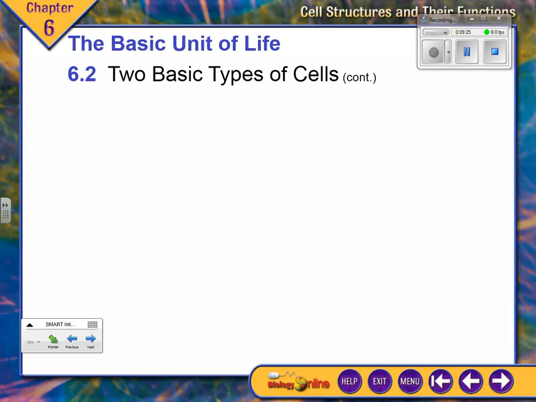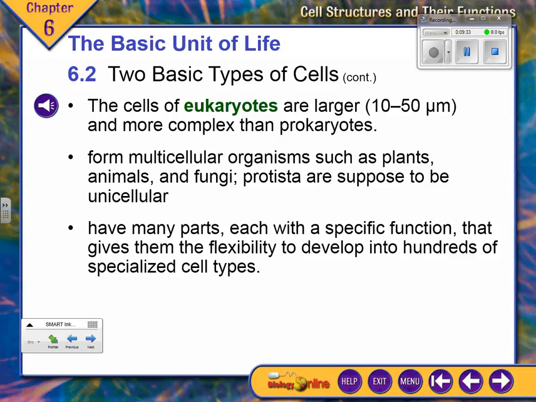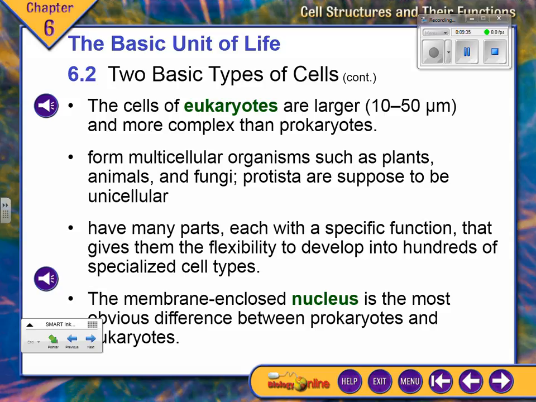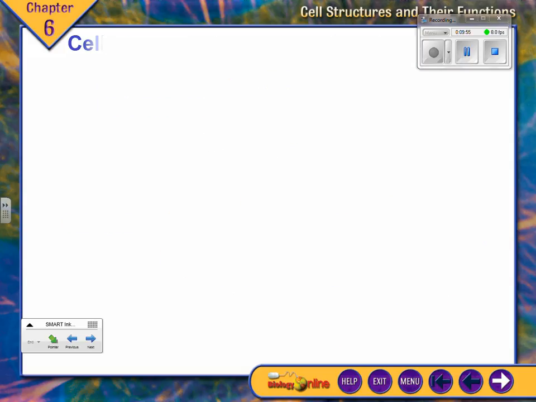Again, very small prokaryotes. Eukaryotes are larger. Most of them are multicellular organisms. Protista is unicellular. They have specialization with the cells. That's where we get the different tissues and the organs. Again, they have a nucleus and they have all those organelles. Nice comparison, however, not to scale. If you were to do that to scale, that prokaryote would be much smaller. The model is choosing to blow it up so you can see the parts inside.